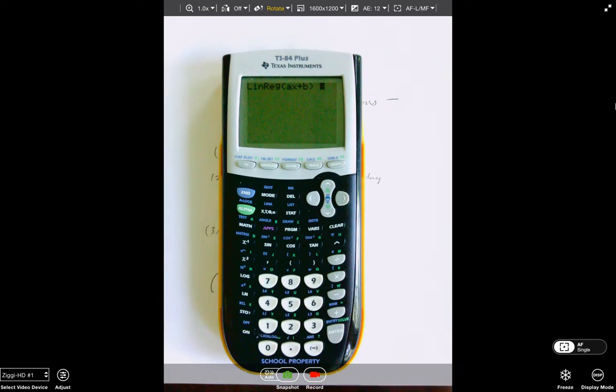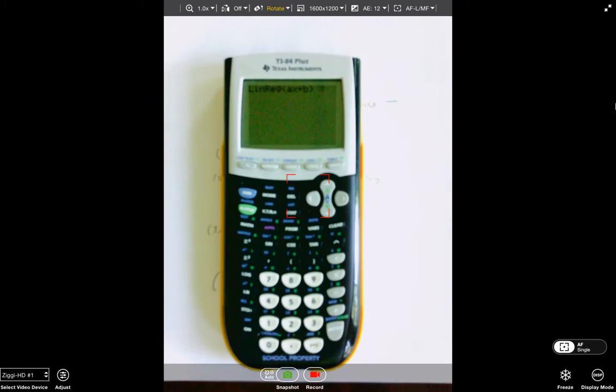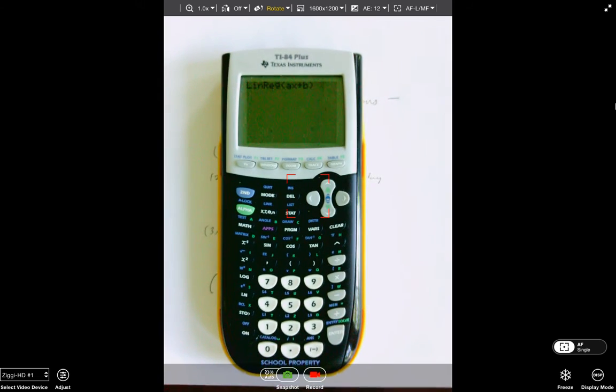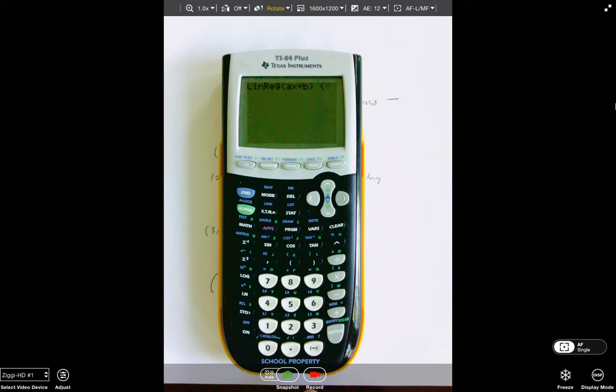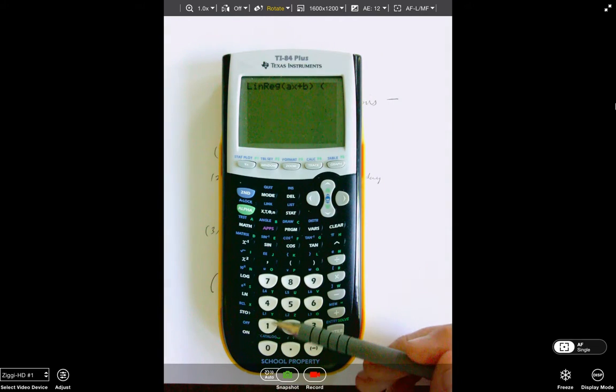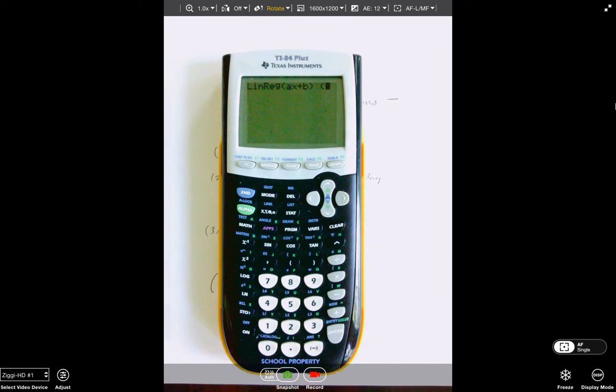I'll tell you what, this is not exactly as clear as I want it to be. All right, that looks a little clearer. Now what you'll do is hit your left parenthesis. And what I'm trying to get now is this L1. Well, notice it's blue. So I have to come up and hit the blue key before hitting it.